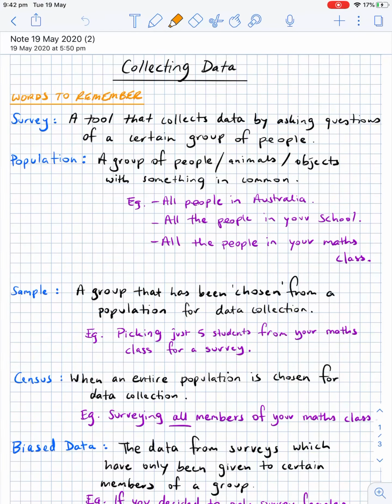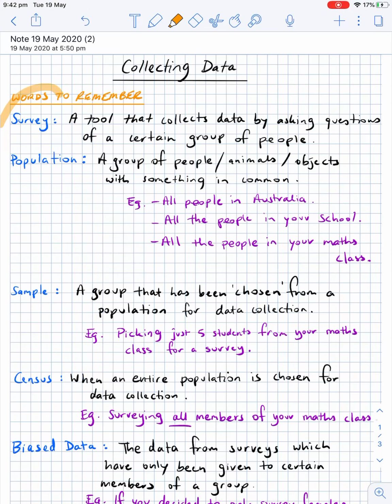Hi guys, for today's lesson we're going to be dealing with data, and specifically how we collect data. This is a bit of an introduction into the statistics topic that we're starting. Today is going to be just a bit about terminology and about some of the basics about why we learn about statistics.